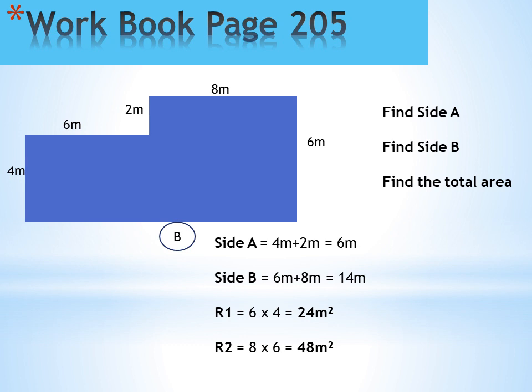And then how do we find the total area? Add the two together, that's all. Total area will be 24 meters squared plus 48 meters squared. And we have 72 meters squared. That's quite easy, right?